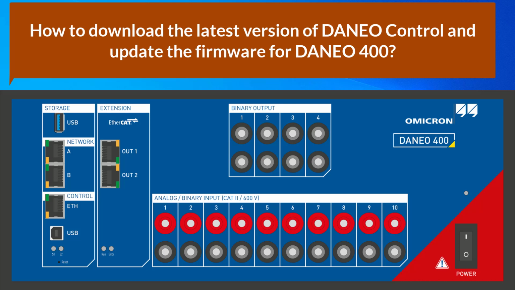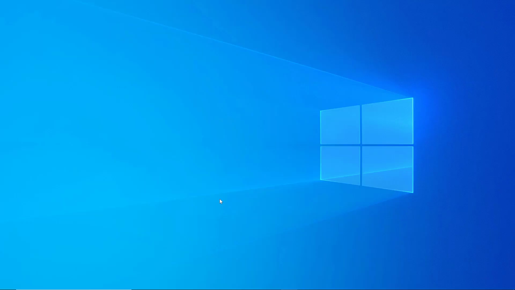In this video, we will see how to download the latest version of the DANEO Control Software application and update the firmware for DANEO 400 hardware using the DANEO Control Software application. In order to check the availability of the latest version of the DANEO Control Software application, there are different methods available.